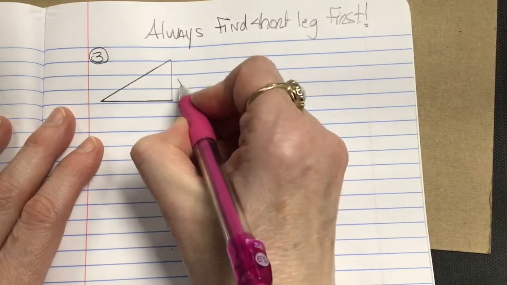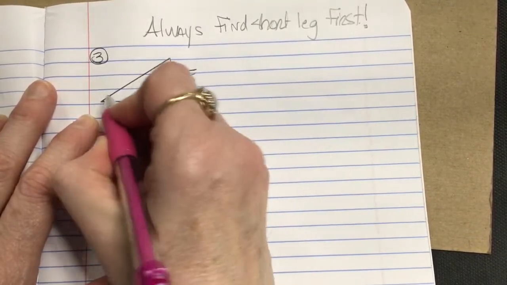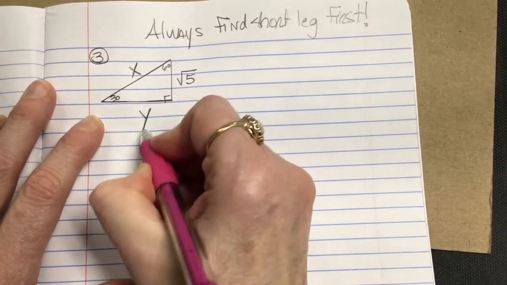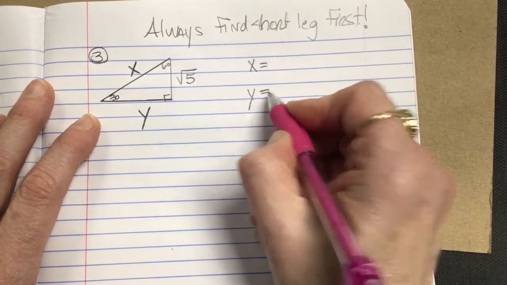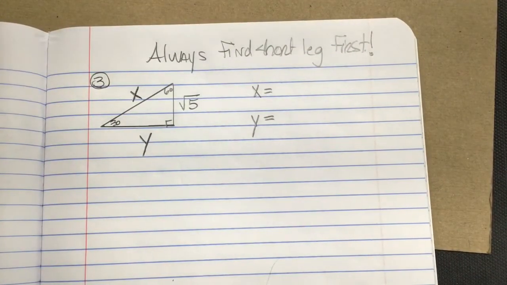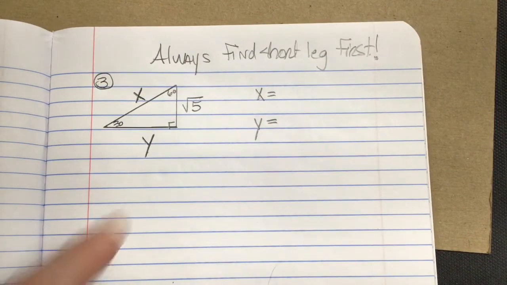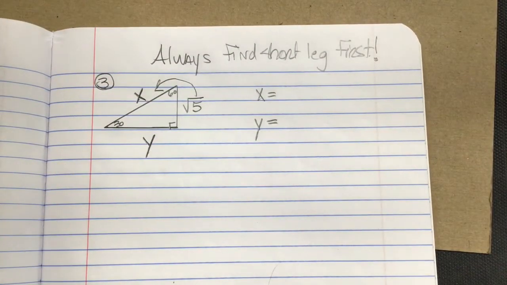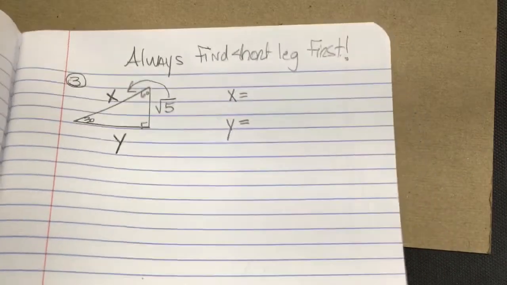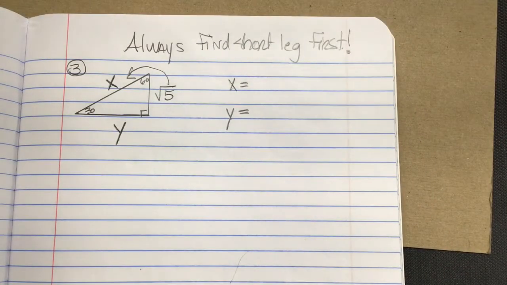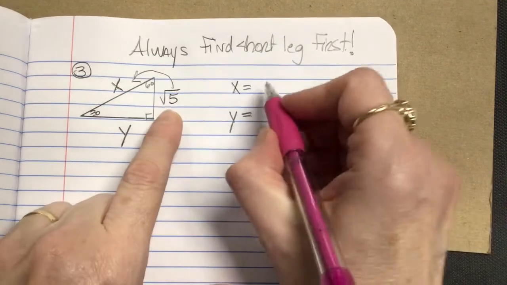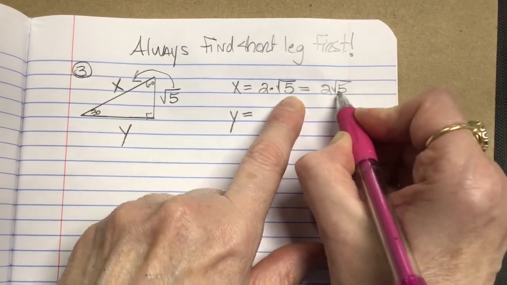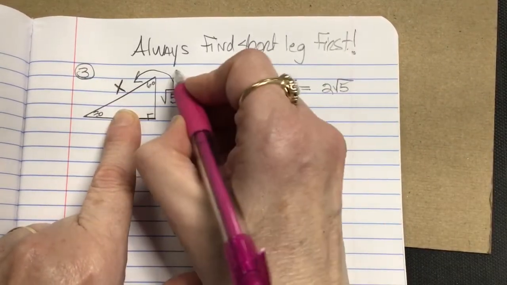Number 3, the short leg is square root of 5. Let's see, here's my 30, here's my 60. We're going to call our hypotenuse X and we're going to call our long leg Y. So we know the short leg. To me, I go short leg to hypotenuse first. What's the tie between the short leg and the hypotenuse? 2. You either multiply by 2 or divide by 2, depending if you're going big or little. So we're going to multiply by 2, which is not outside inside. It's 2 square root of 5. Okay, times 2.